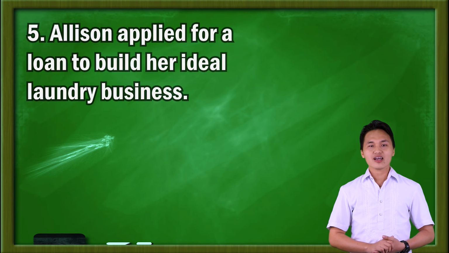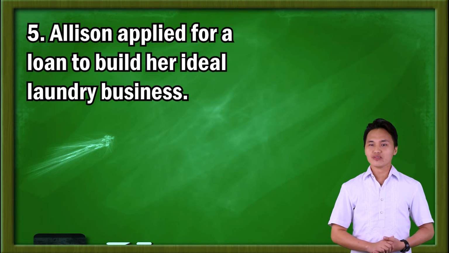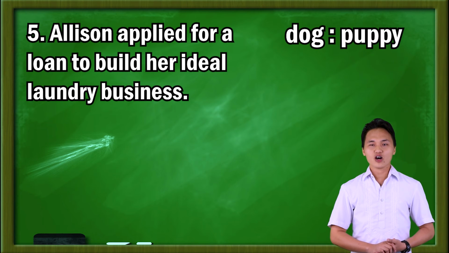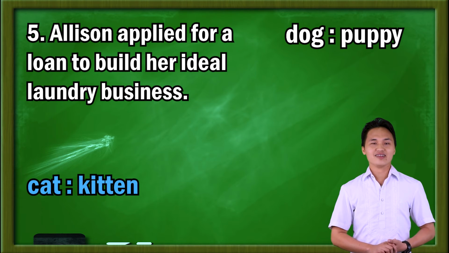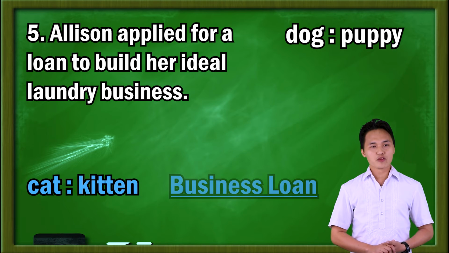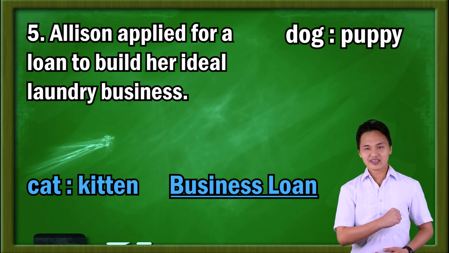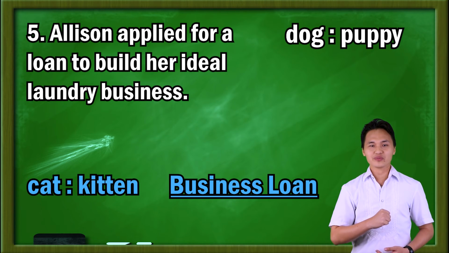Last situation, Allison applied for a loan to build her ideal laundry business. The clue is dog is to puppy. The second analogy is cat is to kitten. Hence, it is a business loan. You are learning fast. Good for you. Let us now complete the statements.